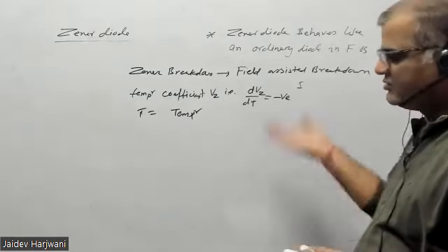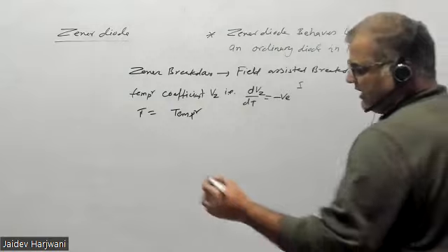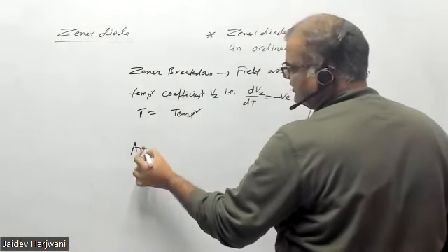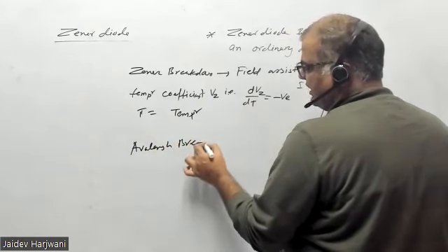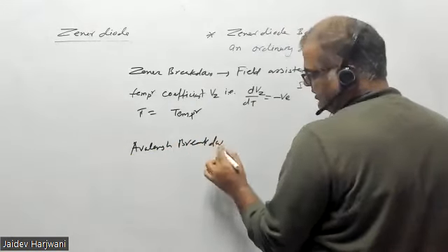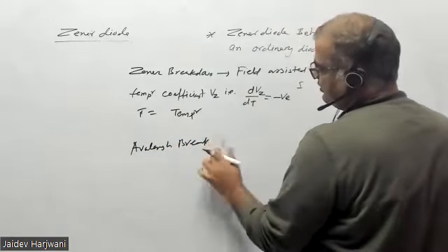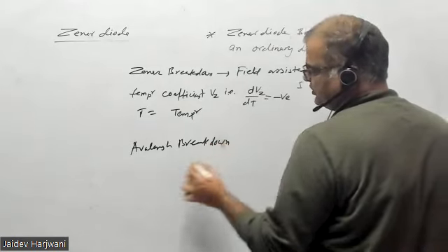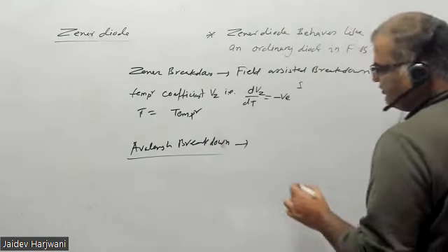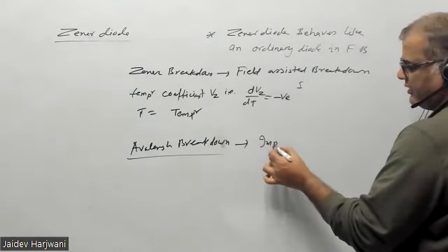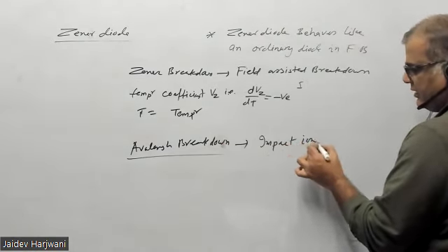Next is avalanche breakdown. Just remember it for now; we will discuss it later. Avalanche breakdown happens in normal PN junctions. That happens because of impact ionization.